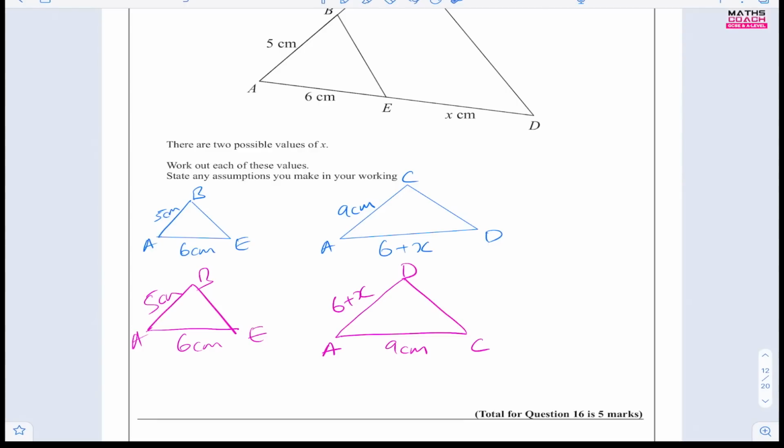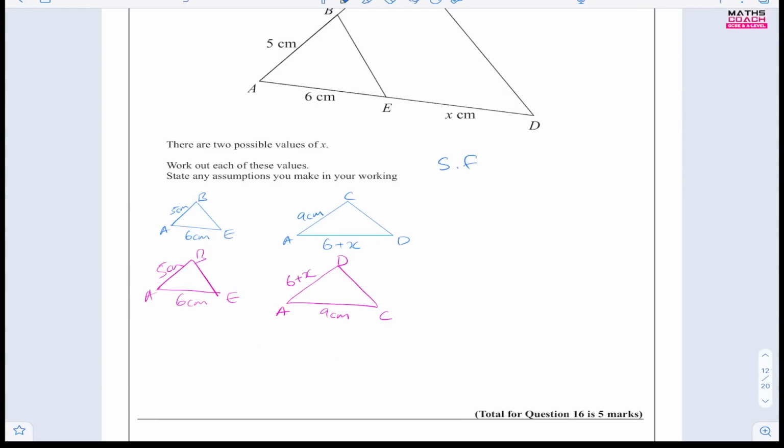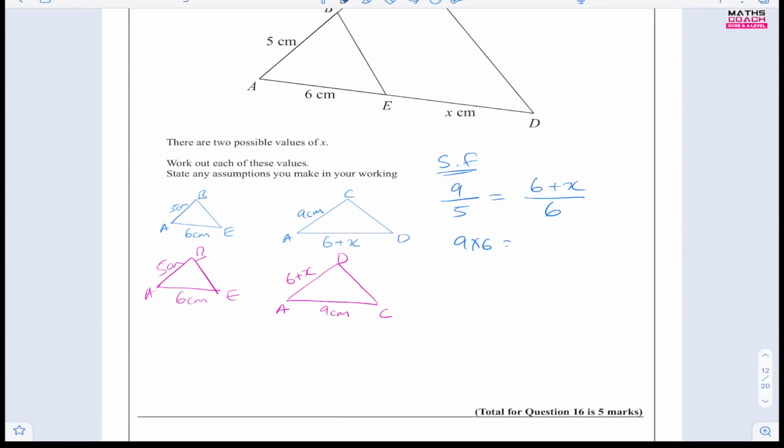So if we were to calculate the scale factor for the blue triangle variation, then we're going to have 9 divided by 5 is equal to 6 plus x divided by 6. And we're just going to solve this. So we get 9 times by 6 is equal to 5 times by 6 plus x. 9 times by 6 is 54, is equal to 30 plus 5x.